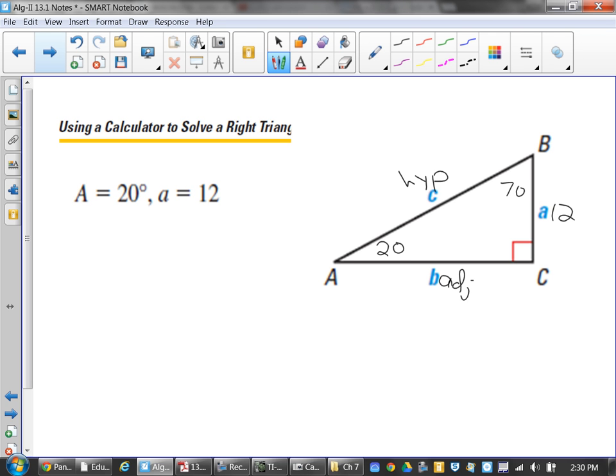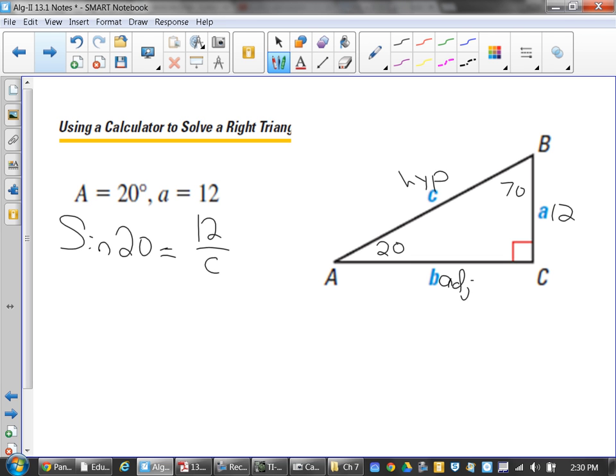I want you guys to get in the habit of writing down what you're doing before you press buttons. If I'm going to find my hypotenuse, given the angle at the side opposite, what trig function am I going to use? Sine. Good. So I'm going to write this out. The sine of 20 is my opposite over my hypotenuse. Well, what do we call that? Well, it's C in this case.